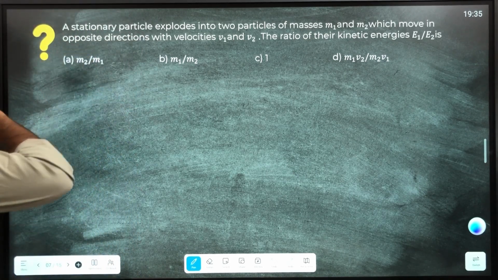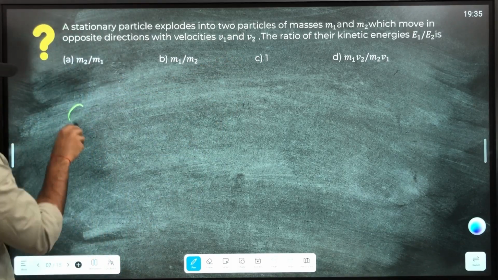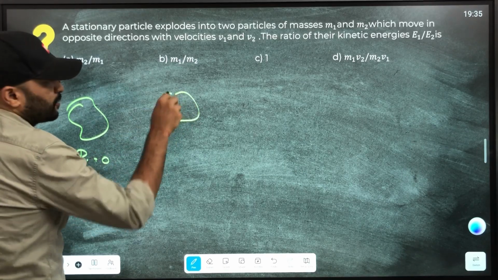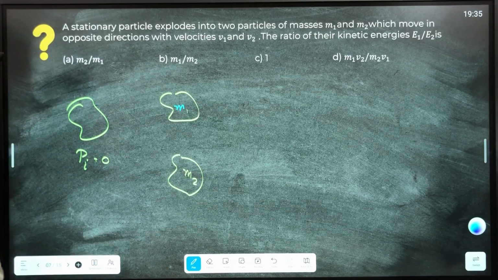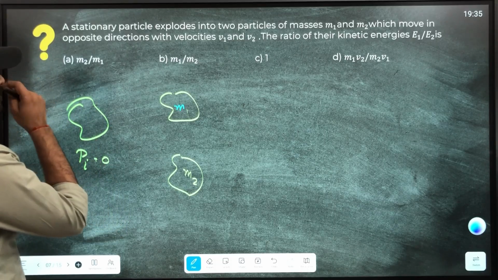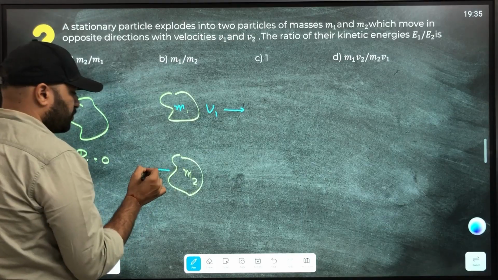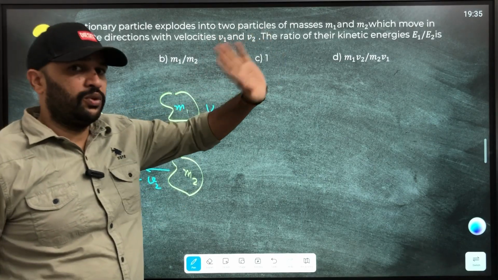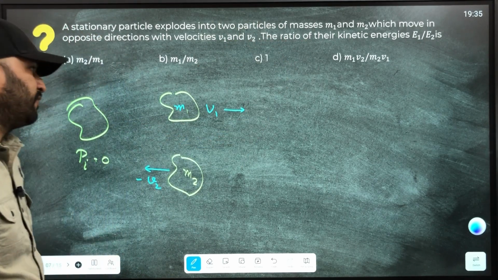The next question says a stationary particle explodes into two particles of mass m1 and m2. This is a stationary particle, so the initial momentum is 0. It is exploded into two particles m1 and m2, which move in opposite directions with velocity v1 and v2. If this is moving with velocity v1 in this direction, this is moving with velocity minus v2 in the other direction. Magnitudes are v1 and v2, directions are opposite. The ratio of their kinetic energies E1 to E2 will be how much?